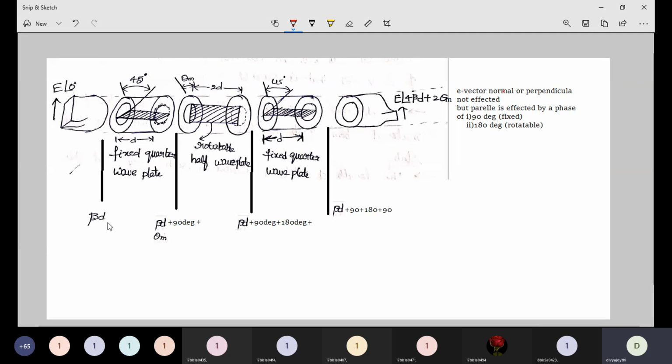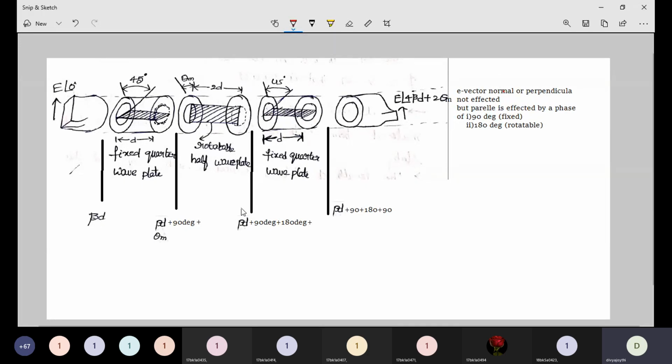And it already has a phase shift of beta d, and when it passes and comes out of this fixed waveguide, it can result in two forms. One form is that if it is parallel, then it is going to add a phase shift of 90 degrees plus theta m. And if the wave passes through this waveguide in a perpendicular manner, then it is going to have only beta d plus theta m. This 90 degrees is not introduced because whenever the wave is perpendicular, it does not produce any phase shift.